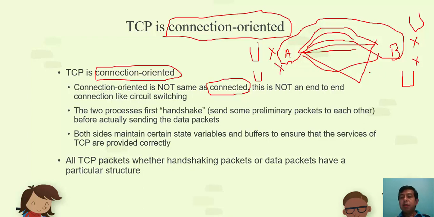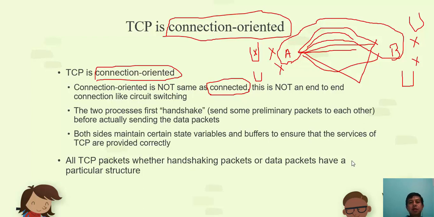Just for an example, we have already seen that TCP would be using retransmission. So if A has sent a packet to B using TCP, and such a situation occurs that A needs to retransmit that packet, that means A needs to keep that packet in a buffer for a certain amount of time. We'll discuss these variables and buffers as we go along.